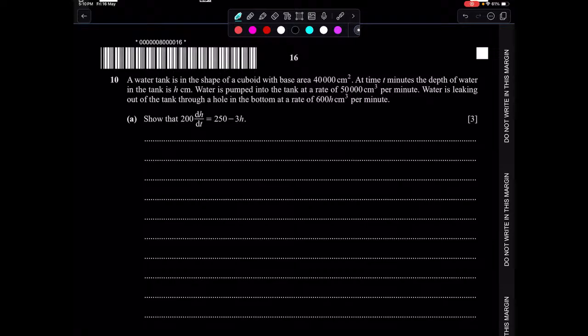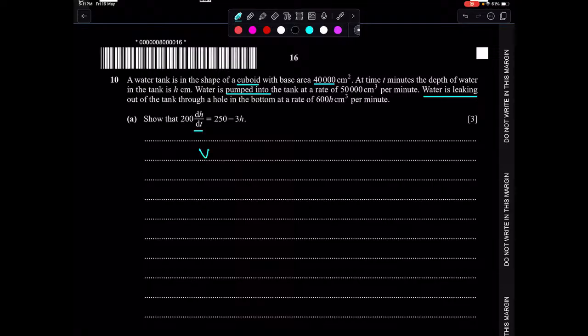A water tank is in the shape of a cuboid with base area of 40,000. At time t minutes, the depth of water in the tank is h centimeter. Water is pumped in, that means inflow, and water is leaking, outflow, and we have to prove the depth equation. So the rate of change of volume is given, and we have to prove the rate of change of depth. So we need to use the chain rule.